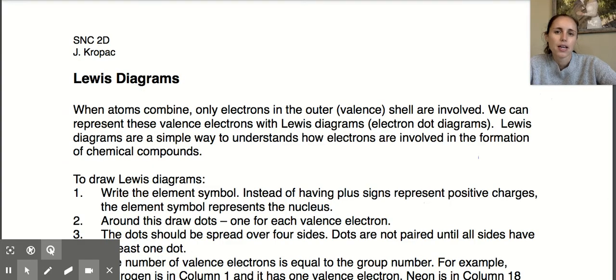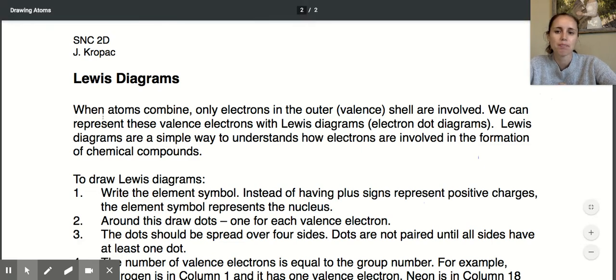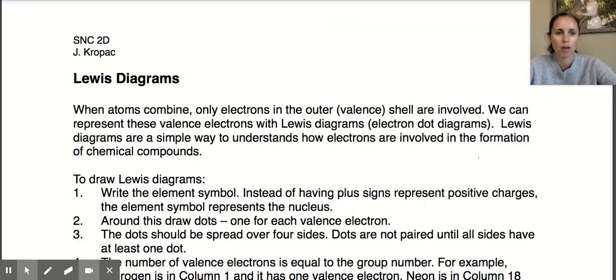So here we're going to take a look at how to draw Lewis diagrams. It's a shortcut that's going to be useful for us in grade 11 and grade 10. So just a little bit of background information. When atoms combine, and we'll be looking at forming compounds starting next lesson, only their outside or valence electrons are involved. So whatever's on that outside shell is what's involved in chemical reactions. So really that's the interesting part. That's what we care about.